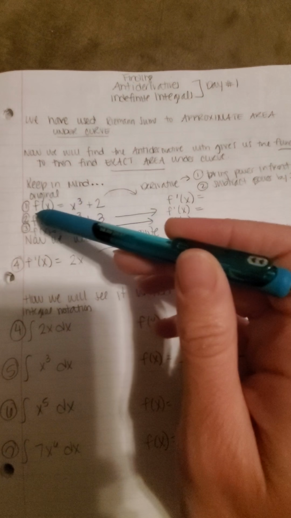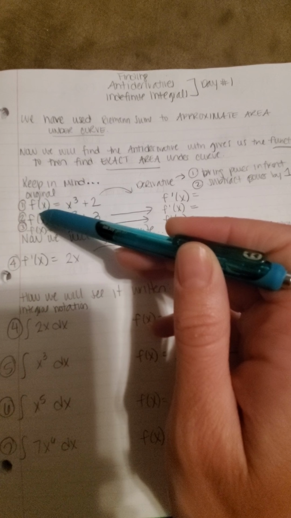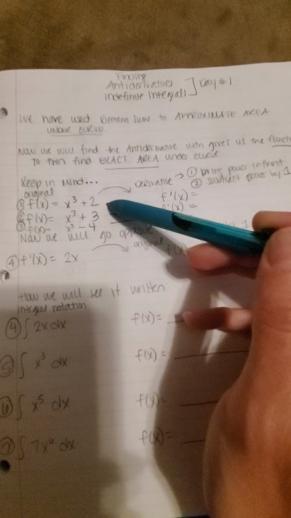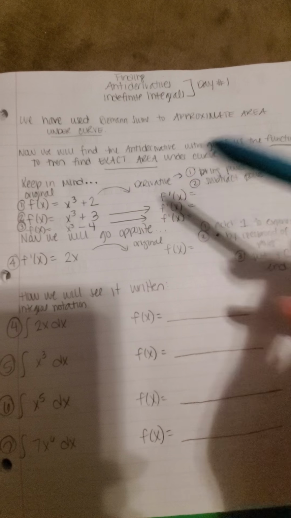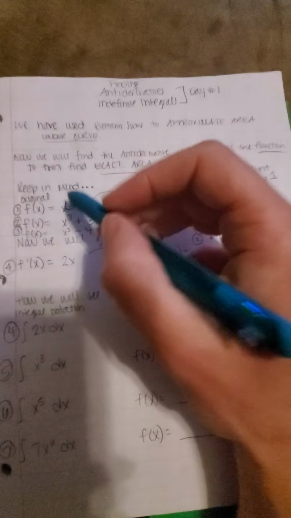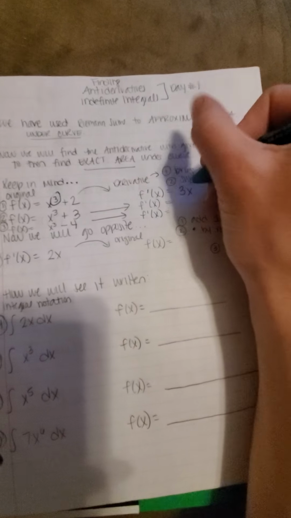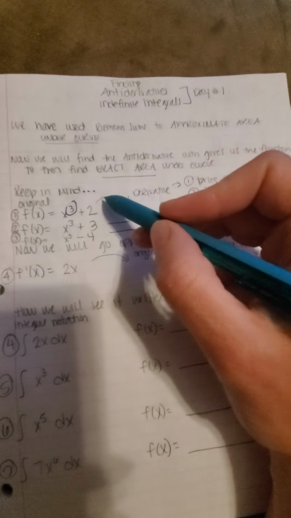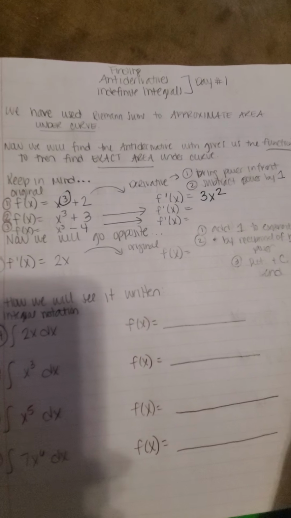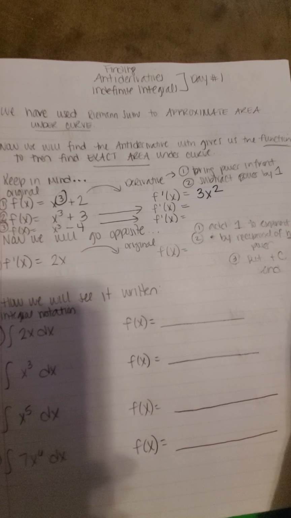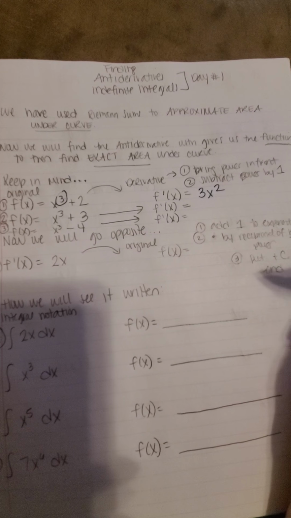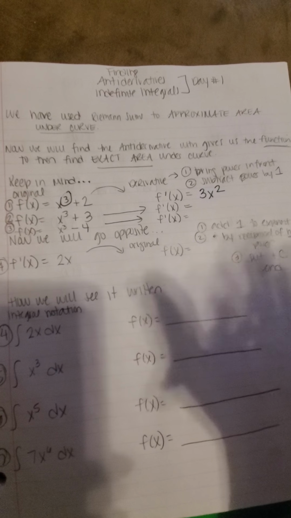So let's say my original function was x to the third plus 2. When I take my derivative, these are the things I'm doing. I'm taking that power of 3, bringing it out in front, keeping my x, and subtracting 1 from the power, so 3 minus 1 makes 2. And then the derivative of a constant is just 0, nothing.